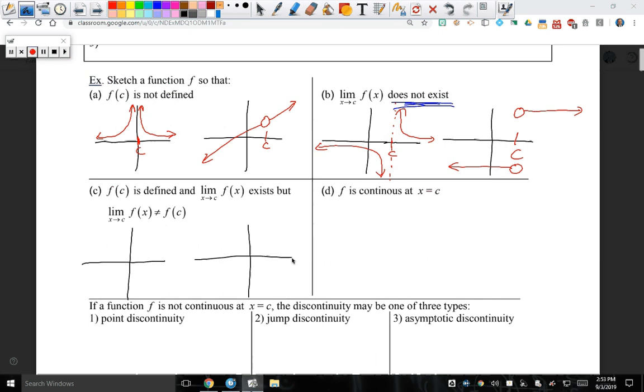Nate, we're going to look at c. It says f of c is defined. And the limit exists, but the limit is not equal to f of c. Nate, what could we do? What could we draw that would satisfy those conditions?